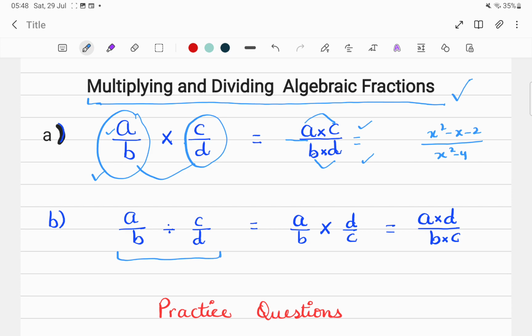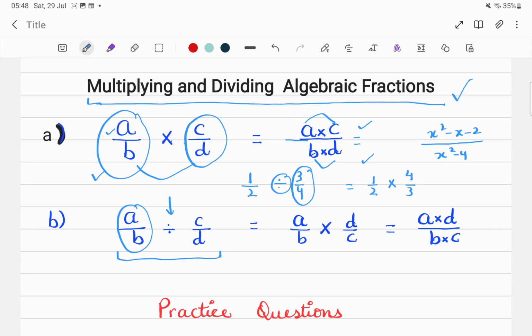What is the basic concept behind it? Again, we have the first fraction a over b. We know how we divide arithmetic fractions, for example, 1 over 2 divided by 3 over 4. We keep the first fraction as it is, we change the sign into the multiplication sign, and we take the reciprocal of the second fraction, or you can say reverse it. So it will be 4 over 3.